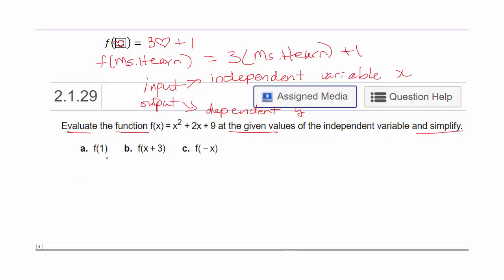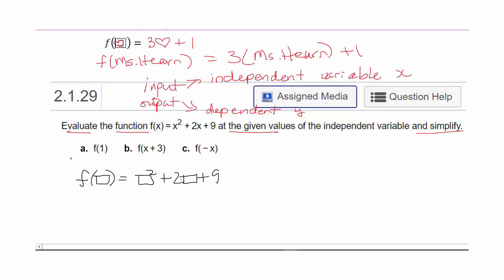Okay, so let's start with f of 1. Remember, my original function was f of x equals x squared plus 2x plus 9. And each of these x's is really just a placeholder. What I mean by that is we can put anything we want in there. So think of it as a box. Whatever we put in there, we're going to square it and multiply 2 times it, and then we're going to add 9 to it. Okay, whatever's in the box.